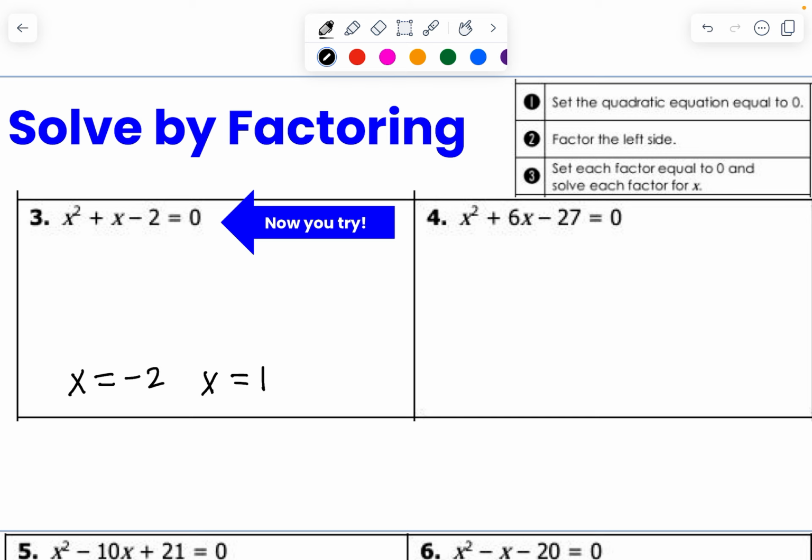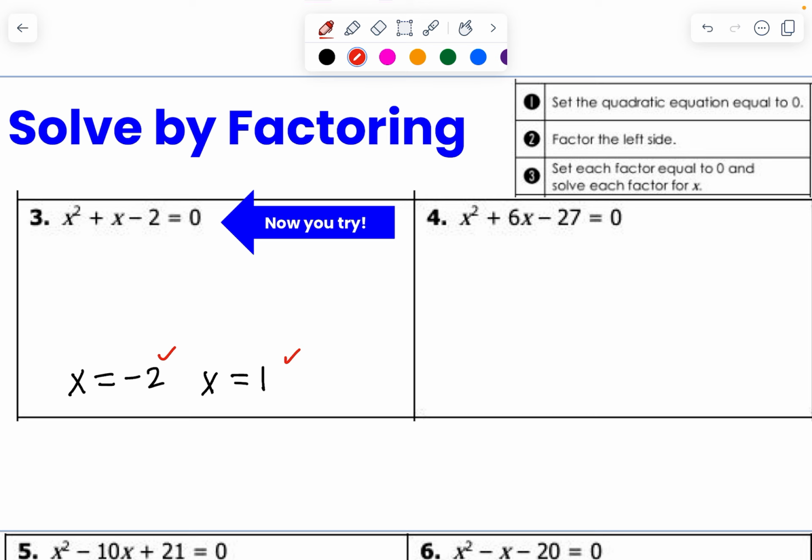All right. Did you get x equals negative 2 and x equals 1? If you did, give yourself a major pat on the back. You did it. You got it right if you got both of these values. I'm going to do number 4 for you together as well. Number 4 is a little bit harder. The numbers are a little bit bigger.